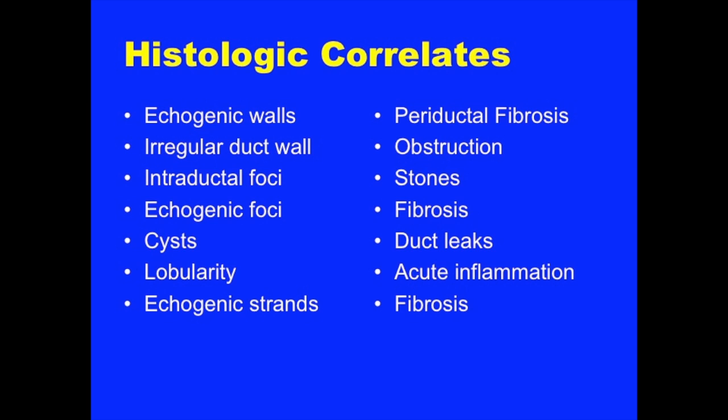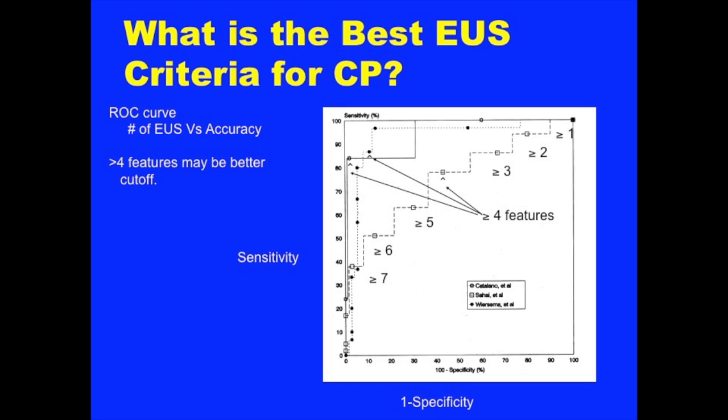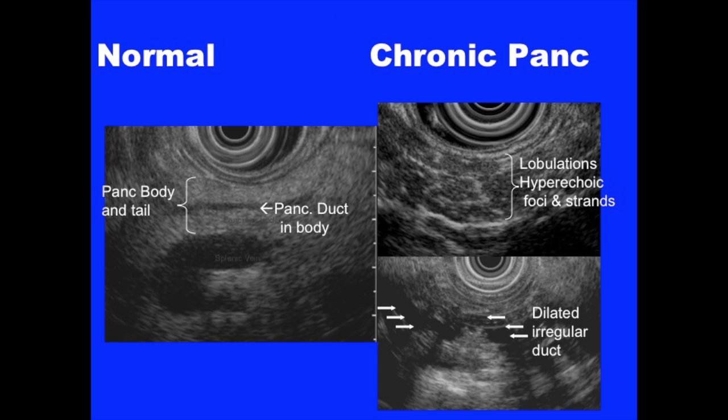If we try to choose the criteria that we need for EUS to make the diagnosis of chronic pancreatitis, we can be overly sensitive the lower the number of criteria that we use. But if we look at the operating curves, as we increase our number of features, our specificity increases, and we have now chosen to go to a level of 5 or more to make that diagnosis.